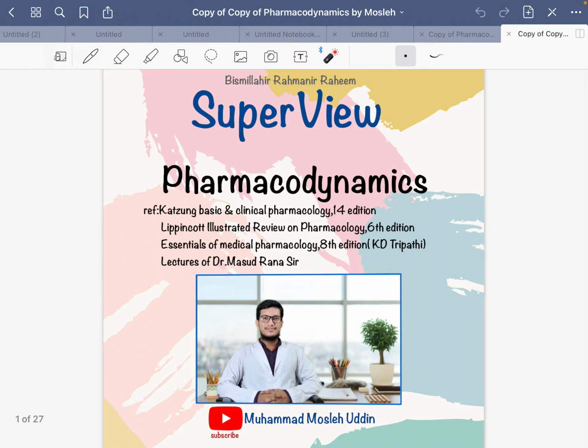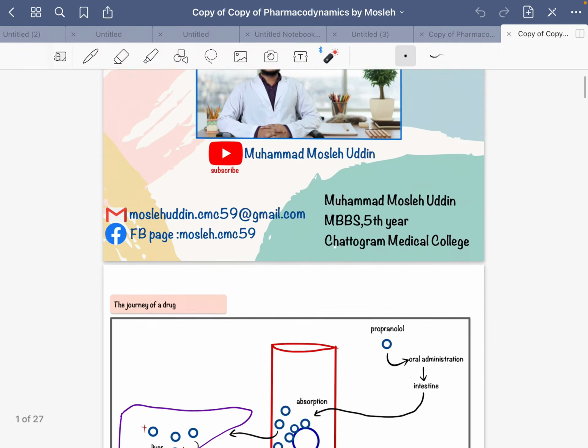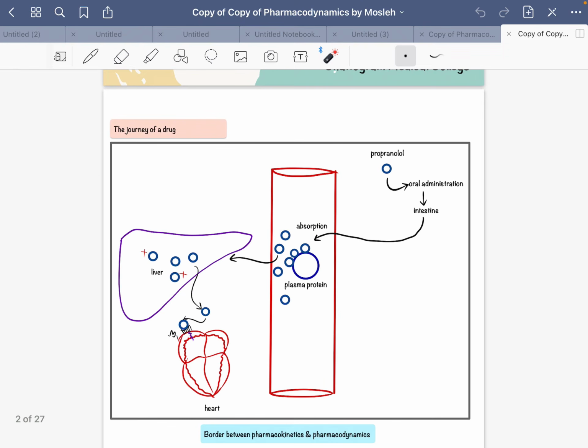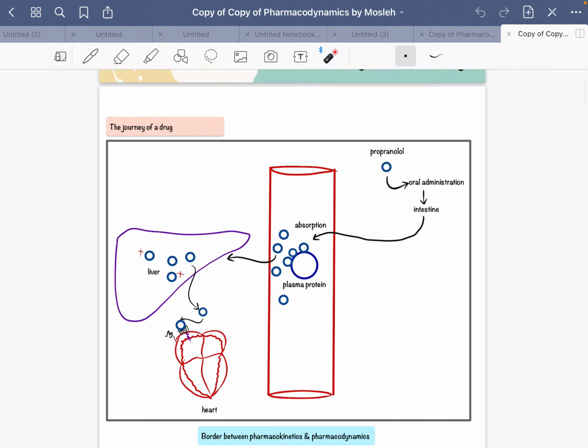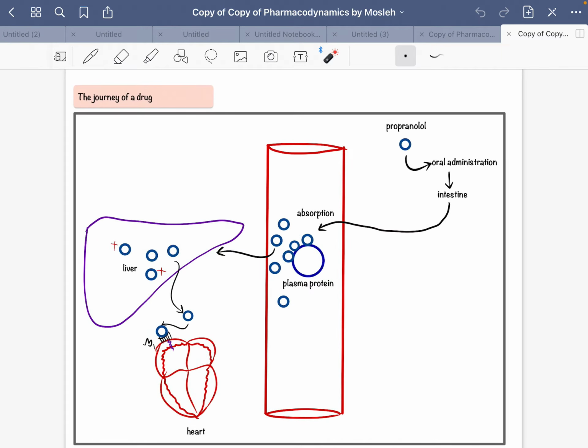So I hope all of you will be benefited from this series, and here I will try to clear all the basic conceptions on pharmacodynamics. You know that I have already published the series on pharmacokinetics. So at first I want to show you the basic difference between pharmacokinetics and pharmacodynamics. All of you already know, I think, but I just want to brief it.